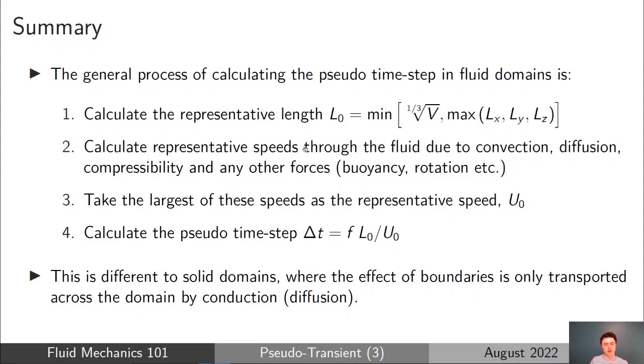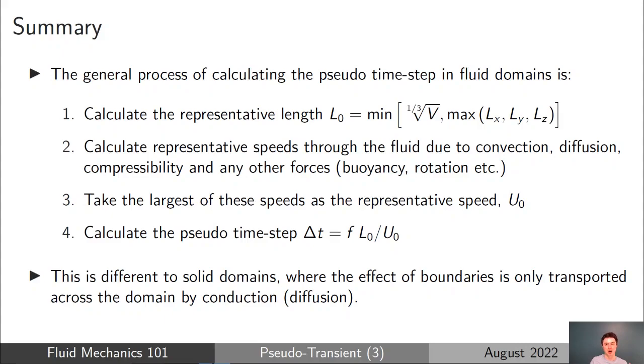Then what the CFD code will do is identify whether the domain is a solid domain or a fluid domain, and if the domain is a fluid domain, it will then calculate representative speeds for convection, diffusion, compressibility, and buoyancy, rotation, all of the other forces that may be applied to that domain. And then it will take the maximum of those representative speeds to be the representative speed that the effective boundaries will propagate through the domain. And then once it has these, the CFD code will divide the characteristic length scale by the characteristic speed and take a fraction of this time and use that for the pseudo time step in that particular domain.